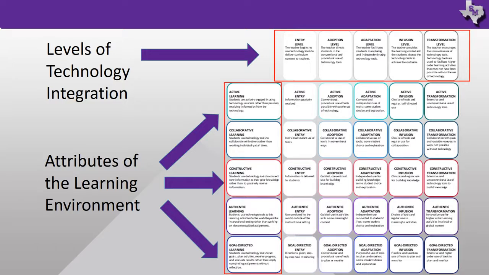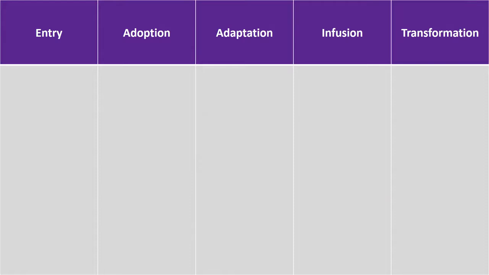To start with, let's take a look at those 5 levels of integration. The levels are entry, adoption, adaptation, infusion, and transformation. These 5 levels represent a continuum of technology use. Now as we move toward the right on the TIM, we see some differences in the way that technology is used. I have some examples of things that we can focus on.